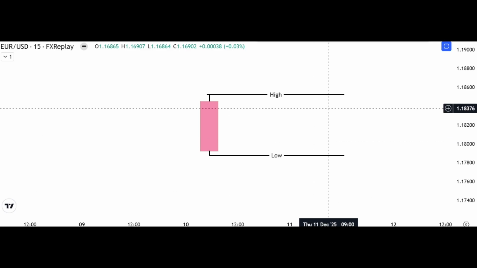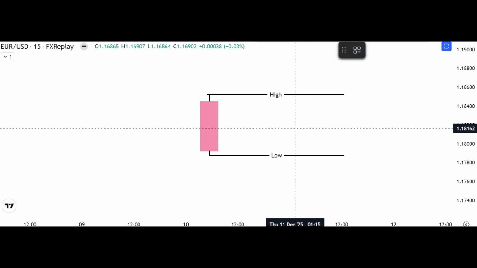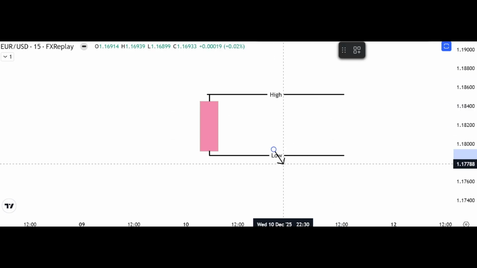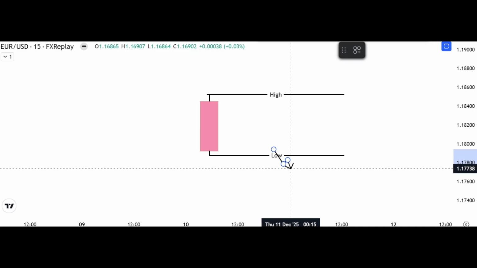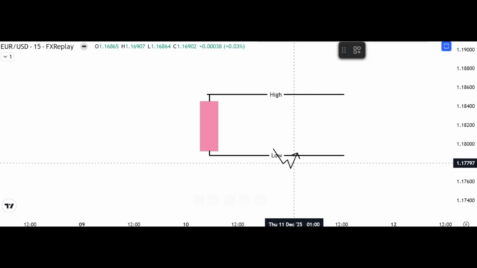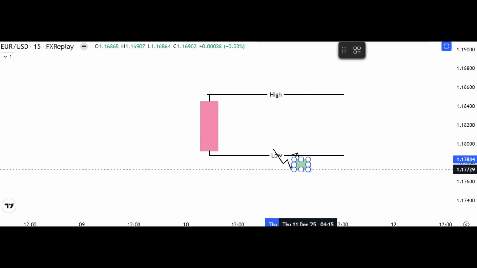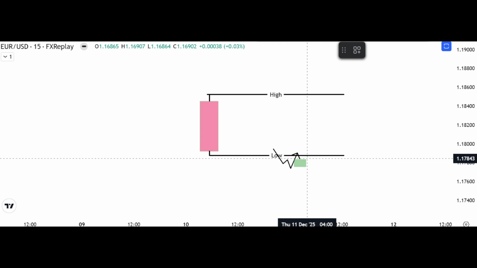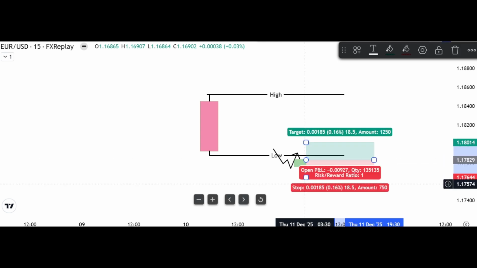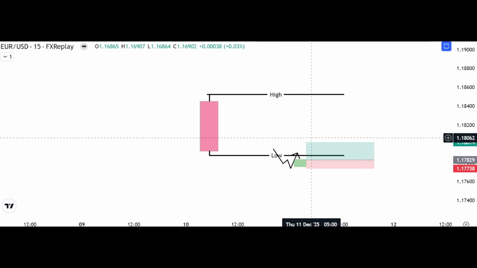Let's say price is taking the 9 p.m. candle low. When the candle opens, it will wick. Then it will give you something like this. You will find simply on 1 minute a fair value gap around here, and you can set a limit order like this.